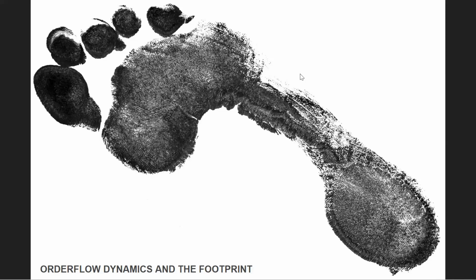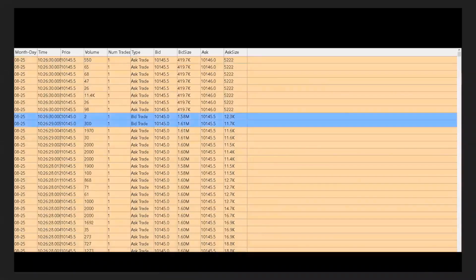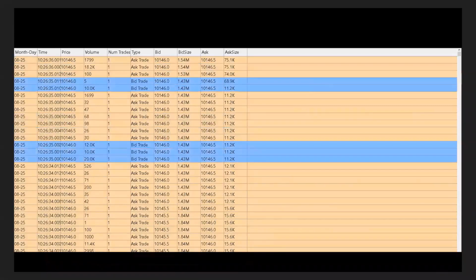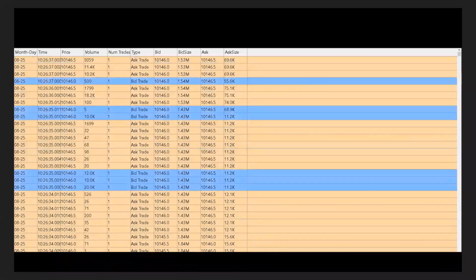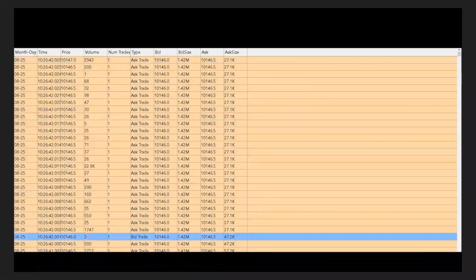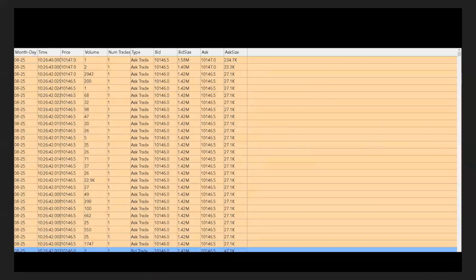So you might have heard of tape reading or reading the tape. Tape reading being the practice of reading and interpreting the time and sales window, which is what you've got here, and which you can see displays each and every transaction. So the orders going through, buys and sells, the price at which they go through, and the current size at both the bid and ask.